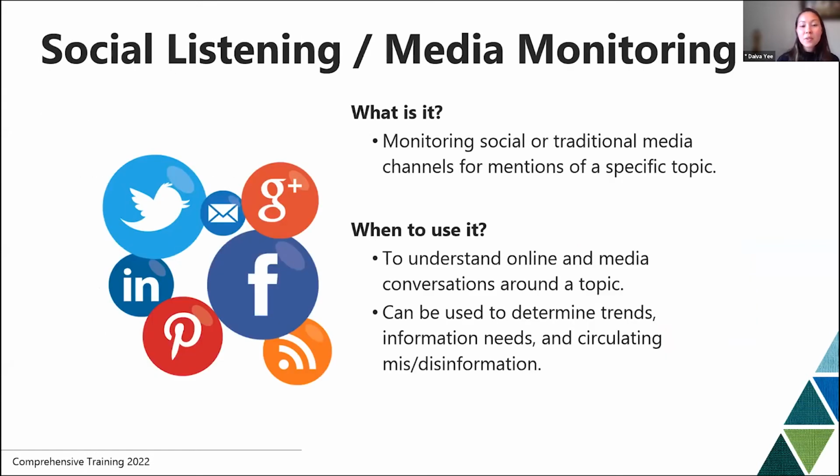Okay, so social listening. You're going to have another presentation right after this on social listening, so I'm not going to go too much into depth here, but just a little overview. Social listening or media monitoring is monitoring social or traditional media channels for mentions of a specific topic. This is looking at things like Facebook, Twitter, Instagram, YouTube, or traditional media channels, journal articles, newspapers, radio, to hear what people are saying, what the conversations are that people are having. It can be really useful for understanding online and media conversations around a topic, and it can be used to determine trends, information needs, and mis or disinformation that is circulating in social media. So again, you'll hear more about this in another presentation, but just an overview.